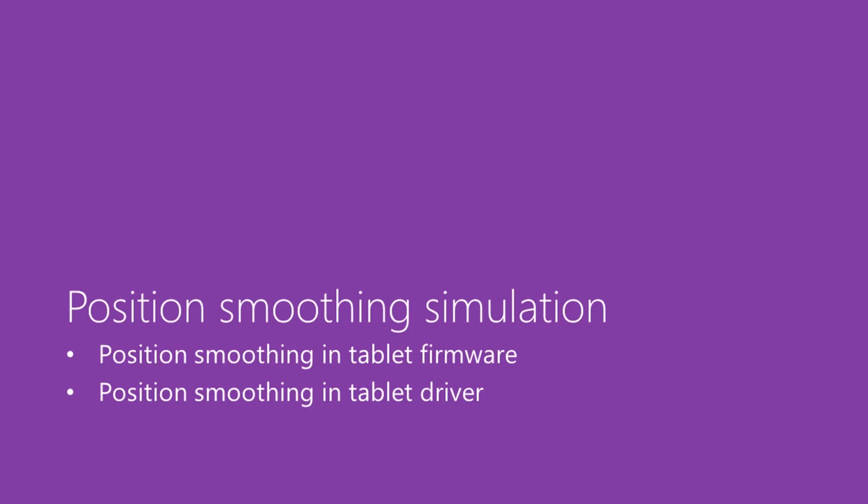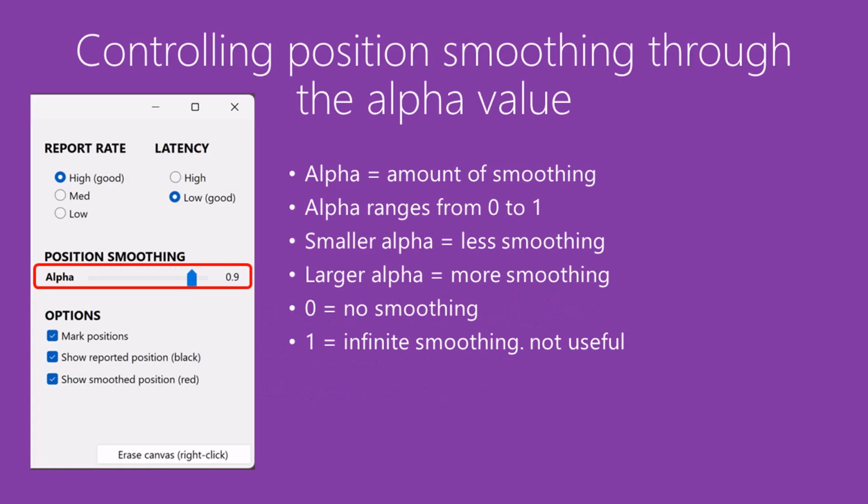Now let's play around with position smoothing. The amount of smoothing is controlled by this alpha slider. Alpha ranges from 0 to 1. As alpha gets closer to 0, there's less smoothing. As alpha gets closer to 1, there is more smoothing. If alpha is exactly 0, then there is no smoothing at all. Smoothing is turned off. If alpha is exactly 1, we can call that infinite smoothing. And infinite smoothing is not useful. I'll cover the exact reason why in episode 3.